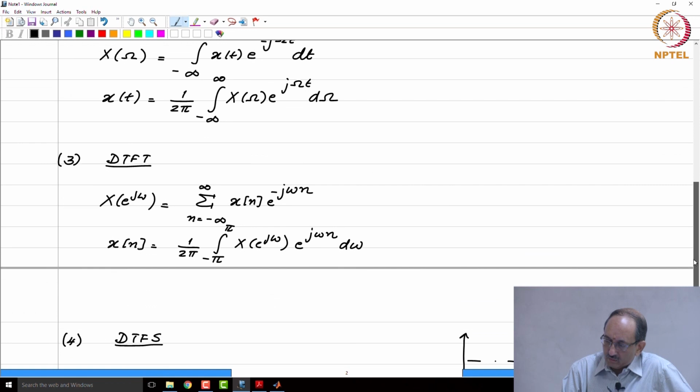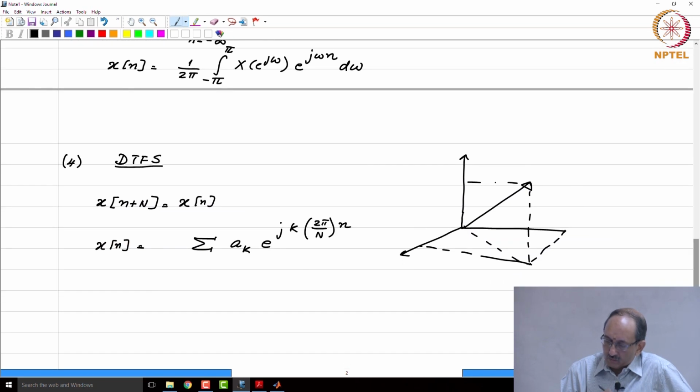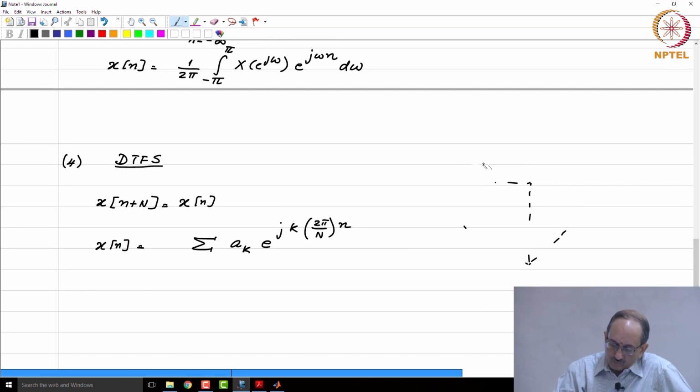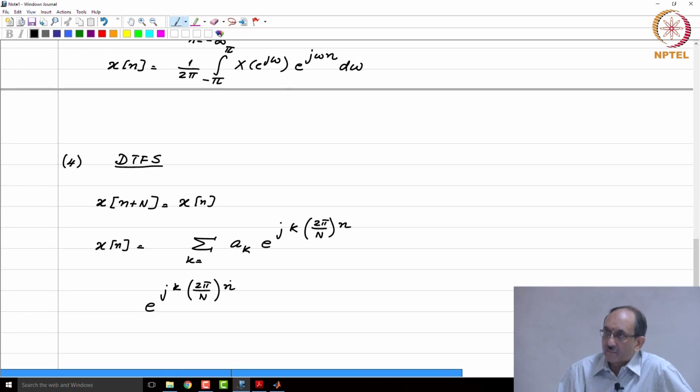All this background was given to motivate DTFS. Let us look at this. So, this is going from k, going from whatever the number of basis functions are there for this space. The basis functions for this space consist of e to the j k 2 pi by cap N times little n, and a_k is tied to the kth basis function.